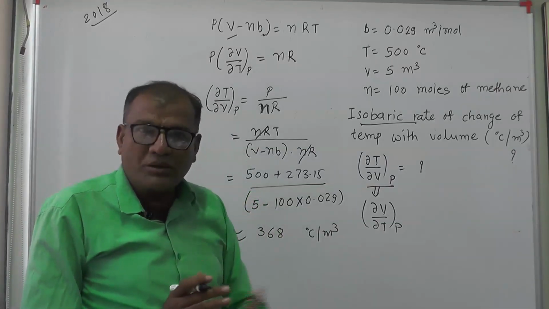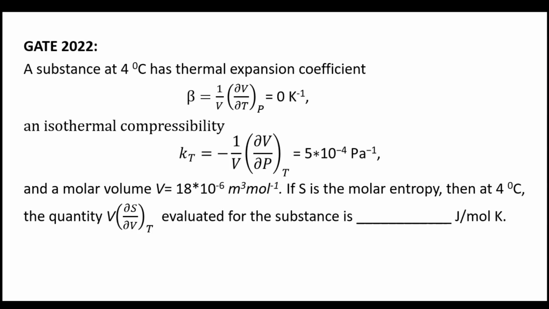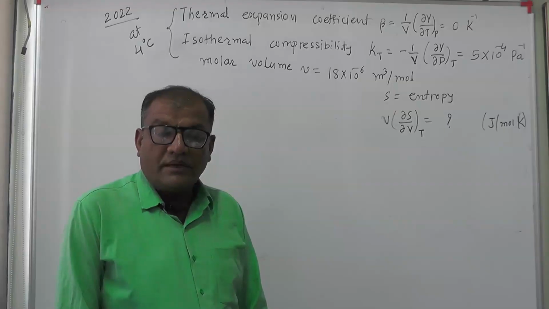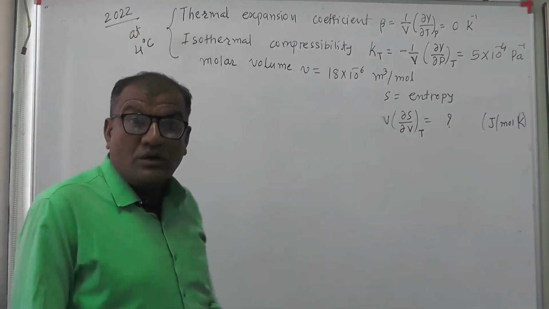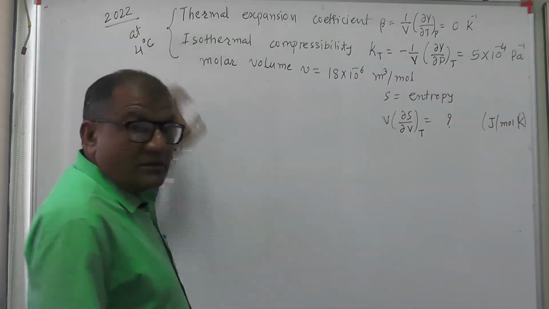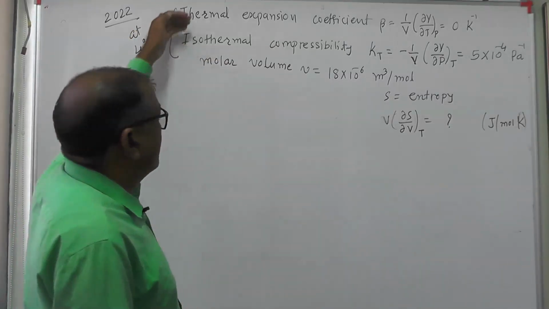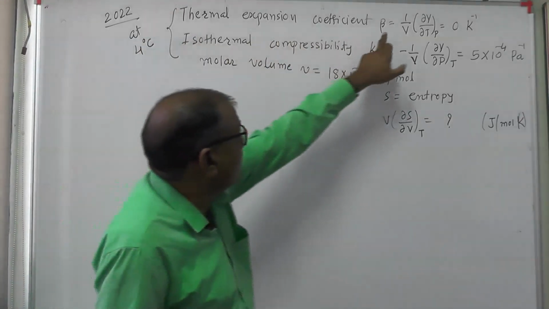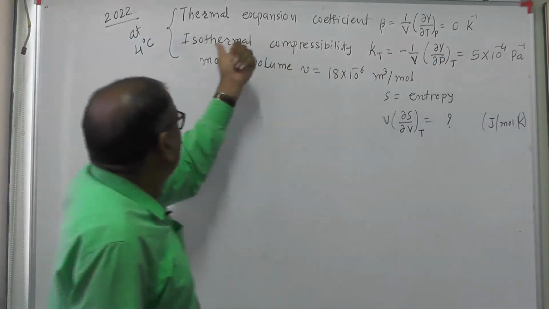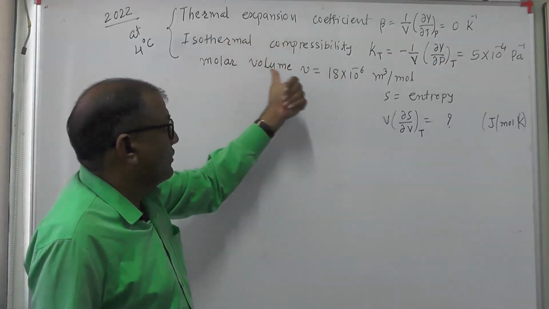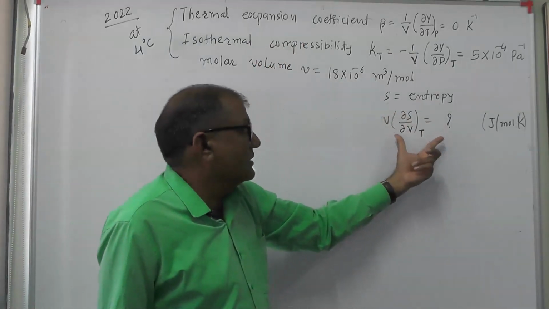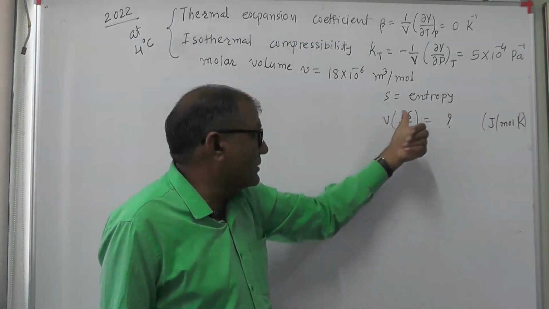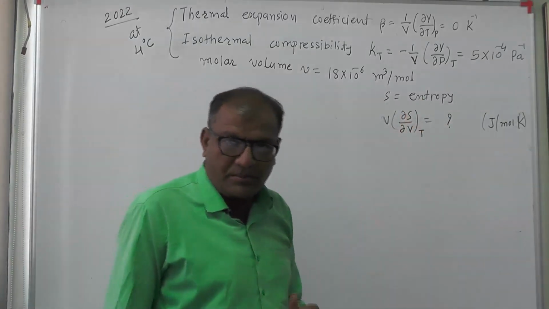Let's solve one more problem. I have taken this problem from a previous year GATE exam, from 2022. At 4 degrees Celsius for any substance, these three values are given: thermal expansion coefficient, that is beta, isothermal compressibility, and molar volume. If S is entropy, find out the value of V into del S over del V at constant temperature.